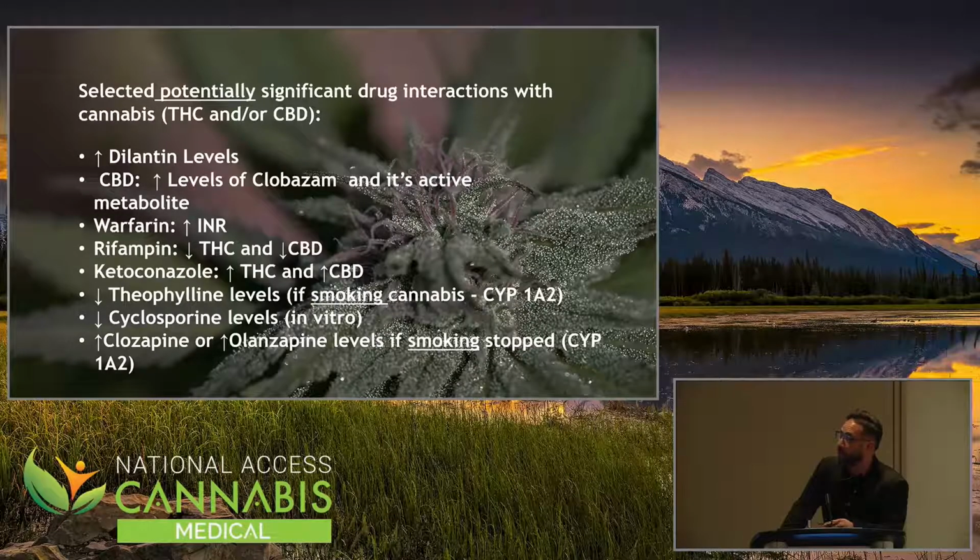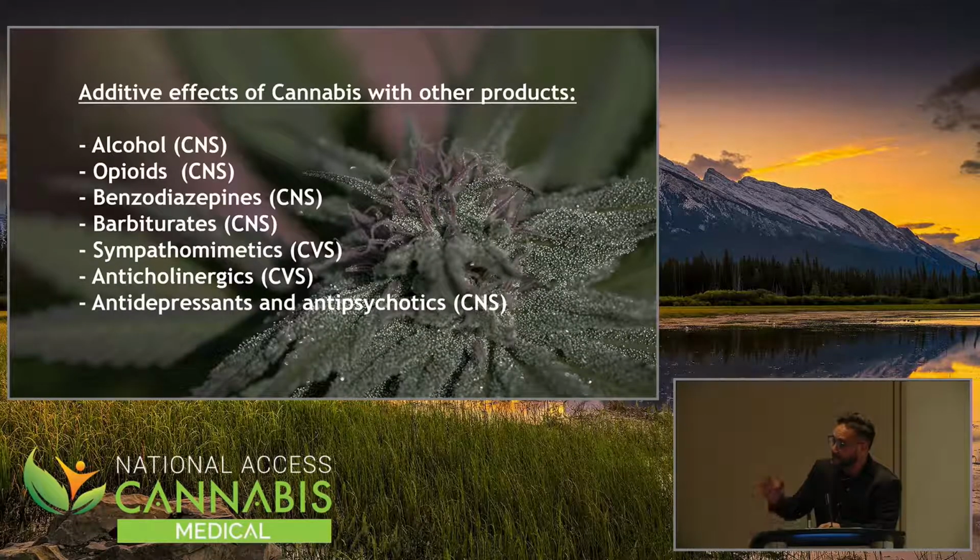Things that are important, of course, are Dilantin levels. We have to worry about that. Clobazam, warfarin, rifampin, because you have a lot of rifampin patients out of hospital. But you never know. Theophylline, we use it all the time. But anyways, you have to worry about these things slightly.